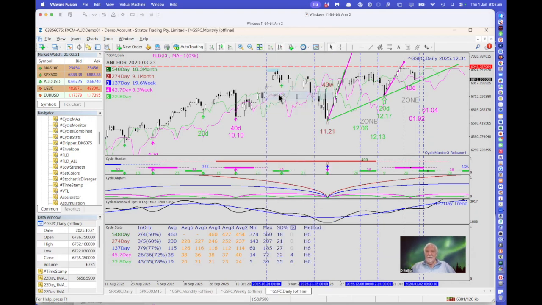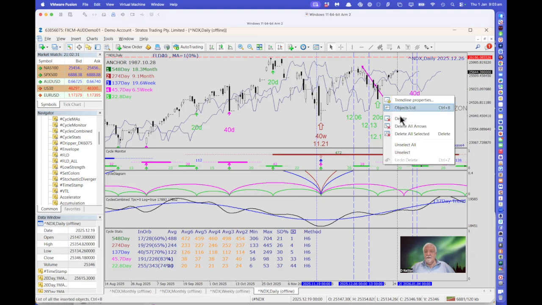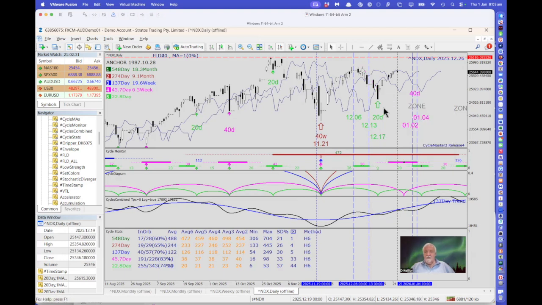So let's see what we can see on the Nasdaq. Well, we had a similar situation here where we had a 40-day FLD target, which wasn't met. And since then, I've changed that scenario and suggested that the 20-day low occurred on the 17th of December. Now that we've discussed it before, and this low was late, the alternative, of course, is that that low was a 40-day low, which would make it very early.